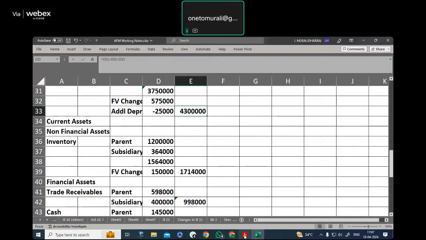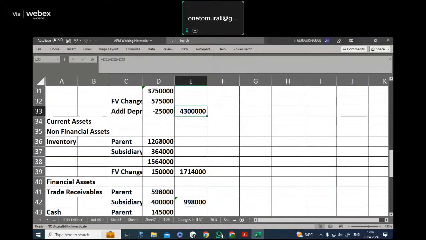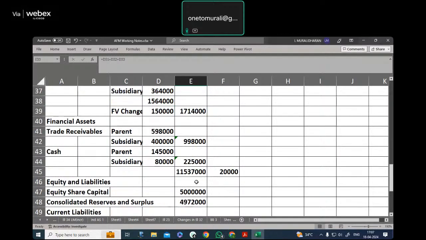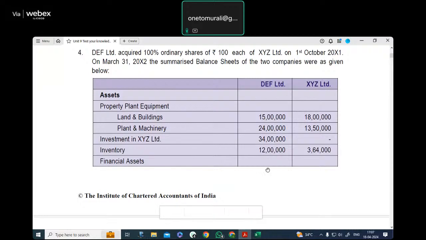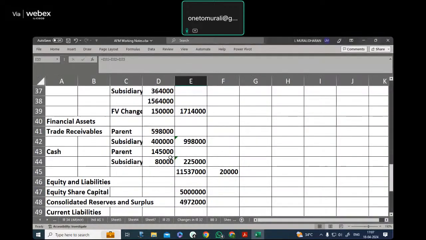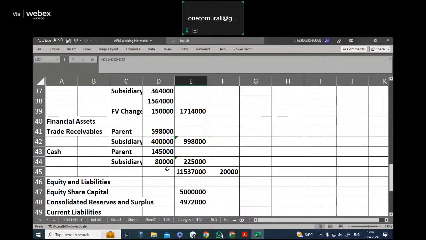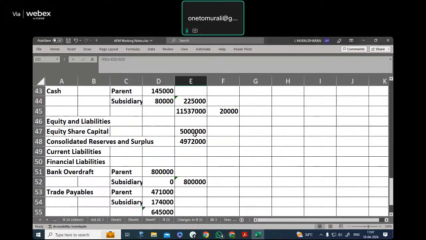Let us just know about what, yes, assets. Inventory, 12,364. Fair value change inventory, 150 added. Trade receivable, 490, 598, 400. 145, 80, 225. Correct. So, equity share capital, right?